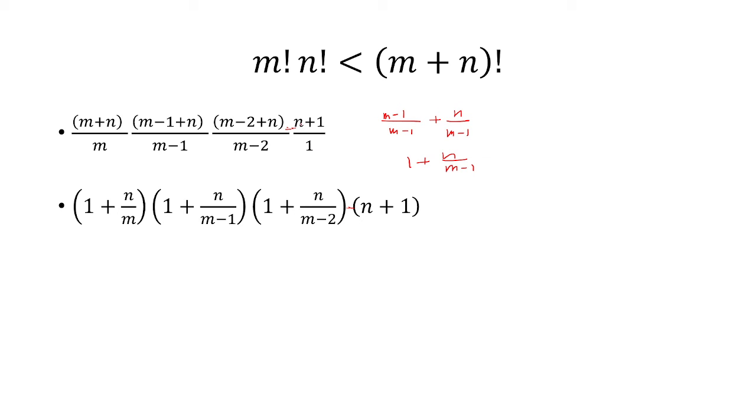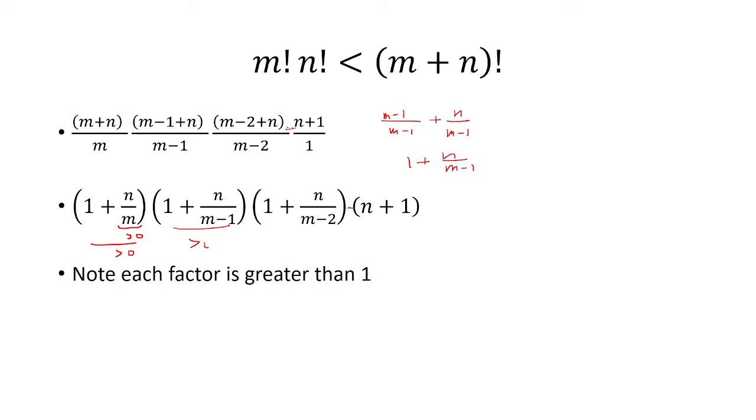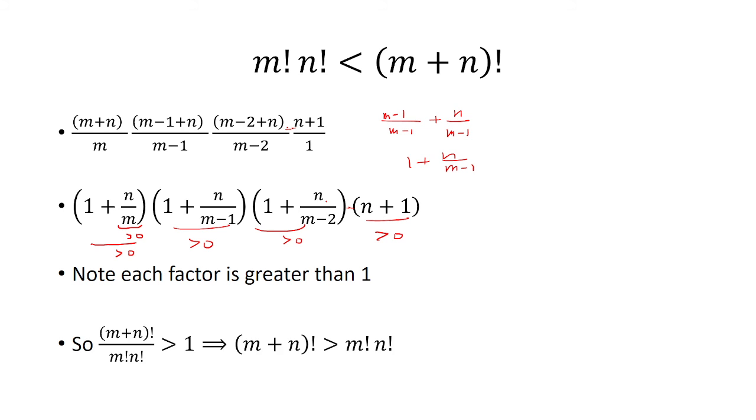And so the last one here is just n plus 1 over 1. It's just n plus 1. So there's nothing special there. And then note that each factor is greater than 1. Well, why is that? Here I'm dividing n and m. N and m are positive. So when I divide two positive numbers, I get another positive number. So this is positive. 1 is positive. 1 plus a positive number is positive. Same thing with all of these. And at the end here, n is positive. Positive plus 1 is positive. So that's also positive. So then I'm just multiplying positive factors, which means everything has to be positive.